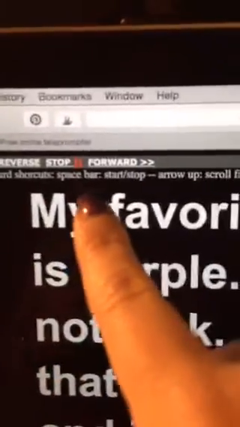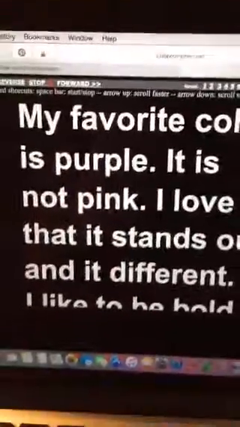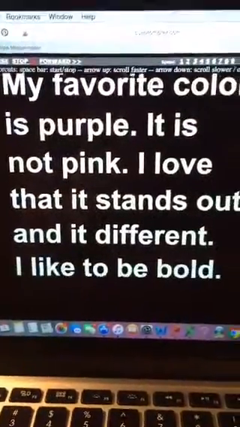Okay, and once you are ready, it even tells you following directions right there. Space bar to start and stop. Okay, I'm ready to make my speech.